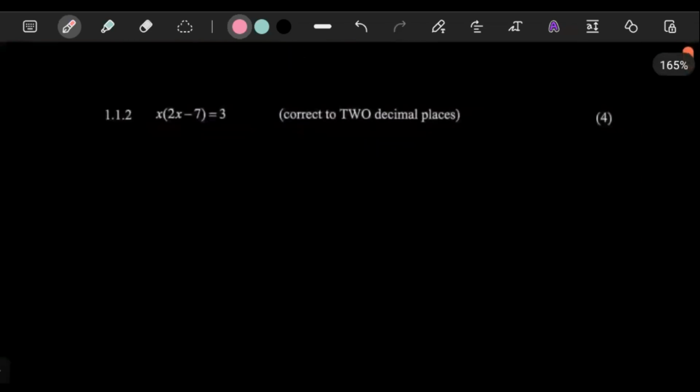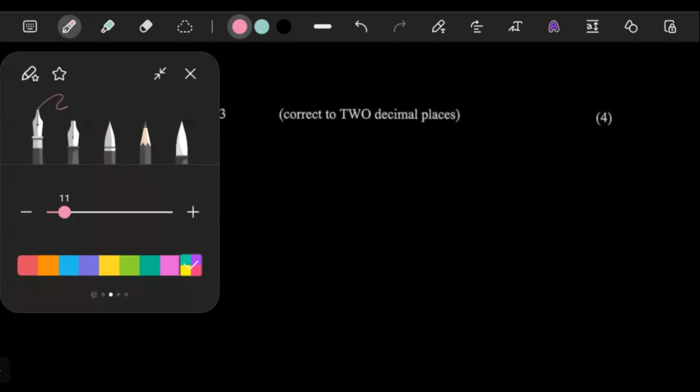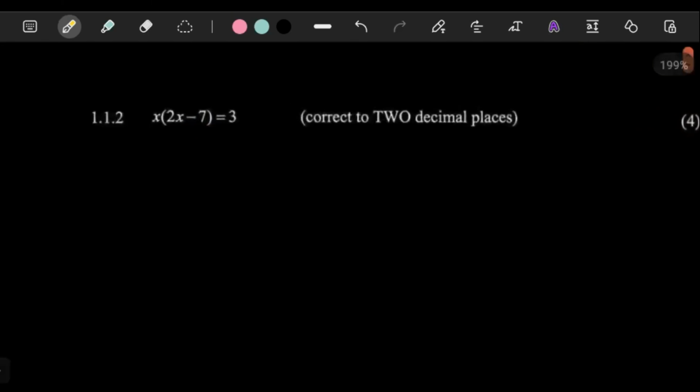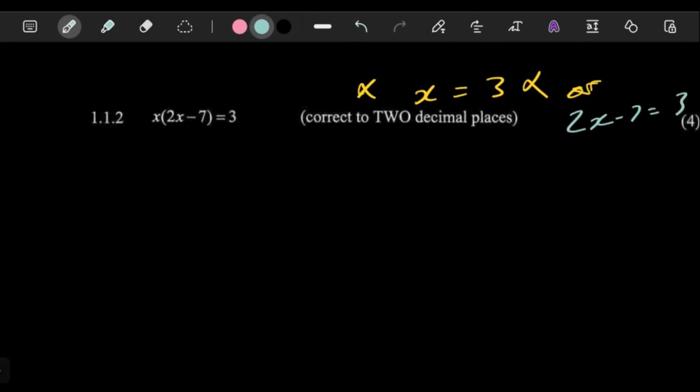The next question, we can see that it's asking us to get an answer here correct to decimal places. So normally whenever we need to get an answer correct to decimal places, it mainly means that we need to eventually use the quadratic formula. So here it would be wrong for you to say x is equal to 3 or the second portion here is equal to 3. The reason why this is wrong is because we are only able to do that if whatever is on the other side is equal to 0.